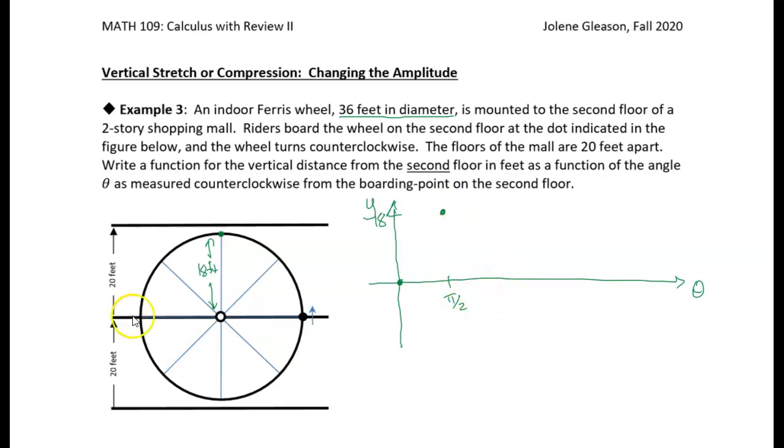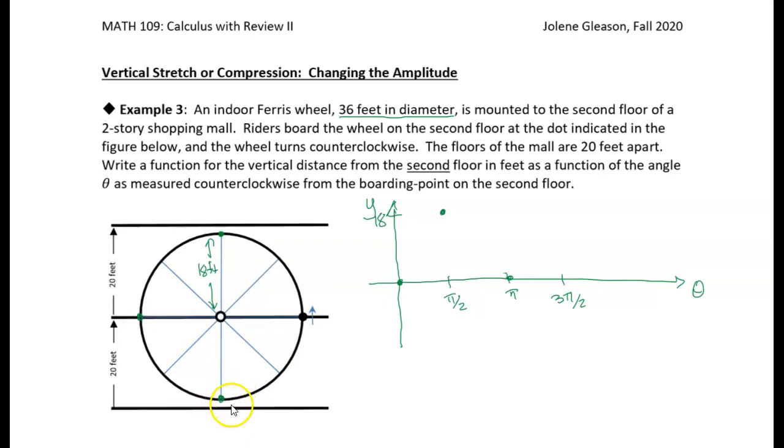All right, now let's come around to this point over here. Now we're back down at the second floor, right? So our height above the second floor is 0, and our angle is pi. So here's pi, and we're back down at 0. Now at 3 pi over 2, we're down here. So at 270 degrees, we're down here at the bottom, and now we're below the second floor.